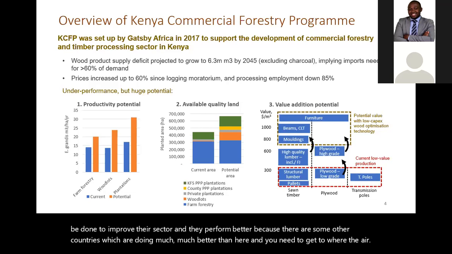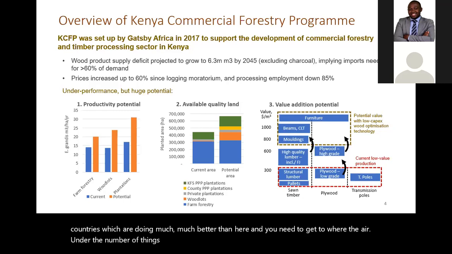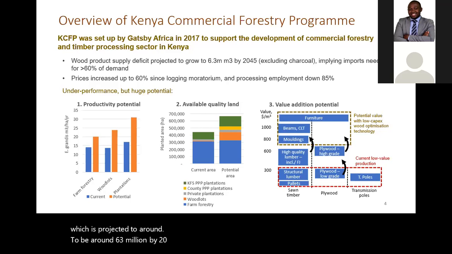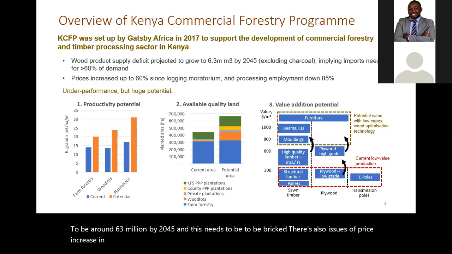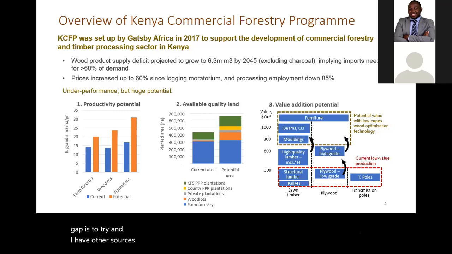And there are a number of things which have happened over the years, and there has been a wood deficit, which is projected to be around 6.3 million by 2045, and this needs to be bridged. There are also issues of price increase in timber, mainly because of the logging ban, and of course the only way to bridge this gap is to have other sources of timber, mainly through what we call farm forestry, and that is what the program is trying to improve.